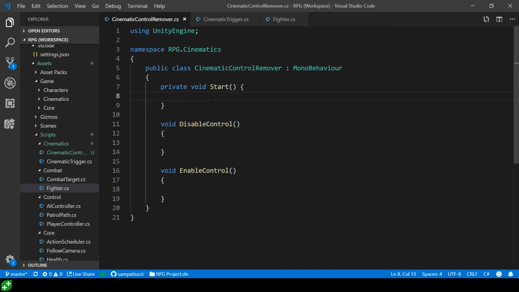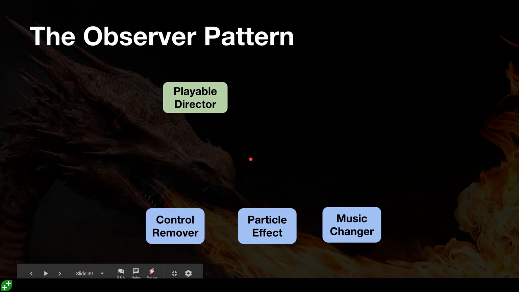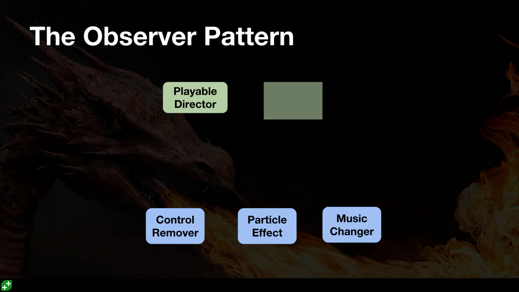So there is a nicer way of doing this in C#, and that is to use events to essentially implement the observer pattern. What is the observer pattern? Well, basically, instead of the playable director calling down to the control remover, particle effects, music changer, all stuff that it has nothing at all to do with, really, it can just keep a list of observers, things that want to observe an event happening in the playable director. In this case, the on-finish event, let's say.